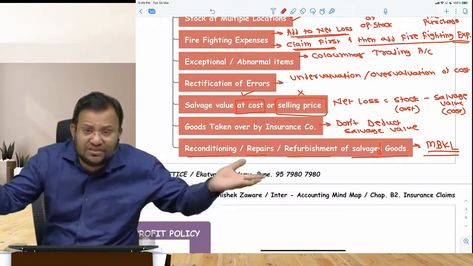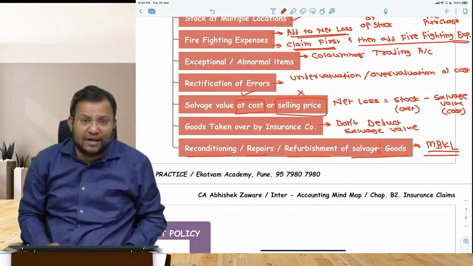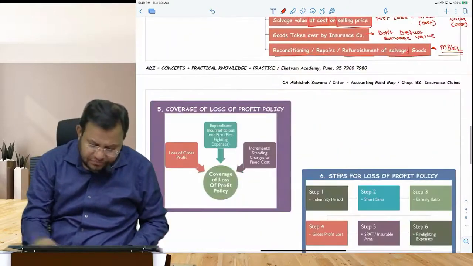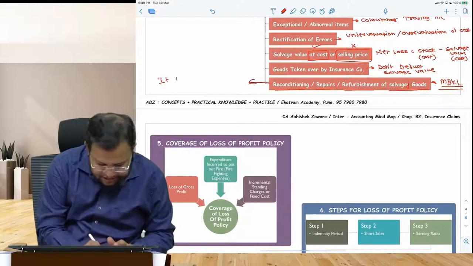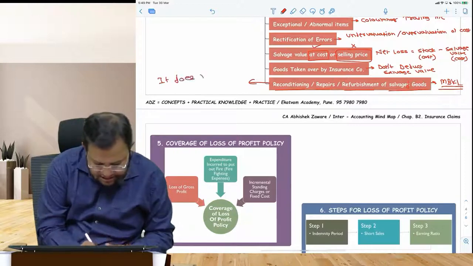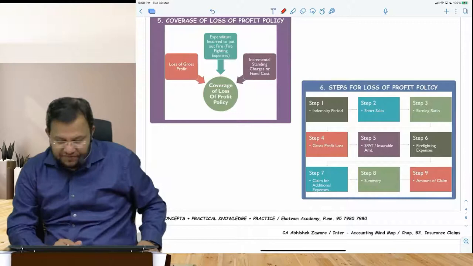So profit loss on refurbishment does not affect the calculation of insurance claim at all. It does not affect a claim. Last point of the chapter is loss of profit policy.